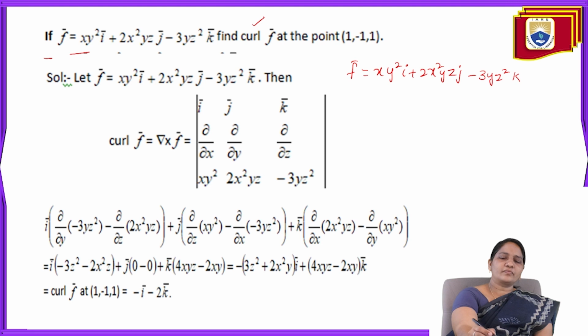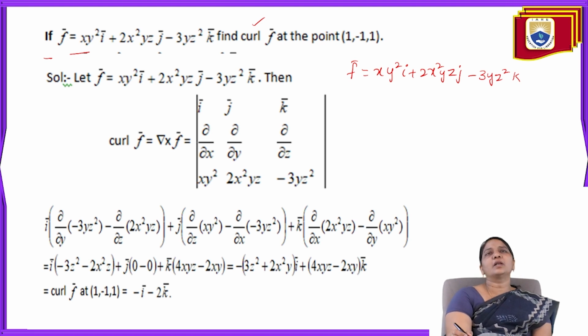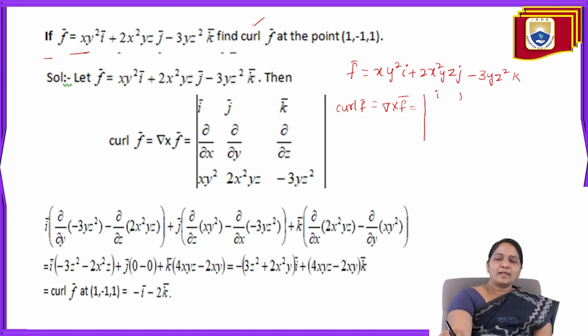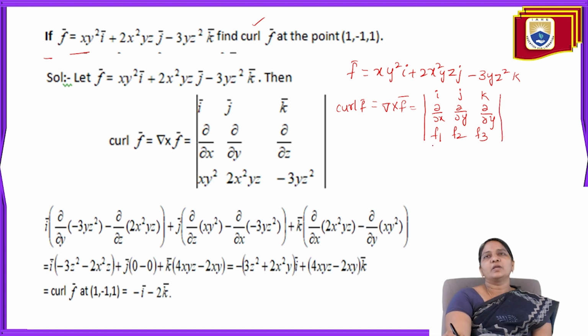This is the F value. After giving the F function, they are asking to calculate curl F bar. What is the curl F bar? Curl F bar equals del cross F bar. Curl F bar is nothing but del cross F bar. This is a determinant of i, j, k. First, dou by dou x, dou by dou y, dou by dou z. These are the coefficients of i, j, k in the del operator. Next, F1, F2, F3. F1, F2, F3 are the coefficients of i, j, k in the F function.